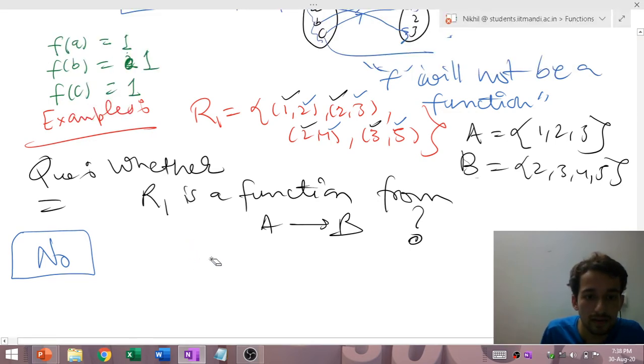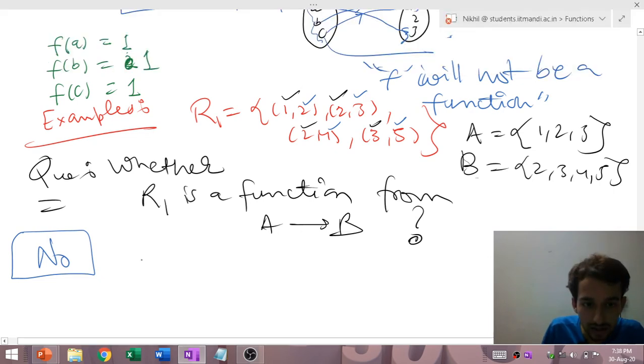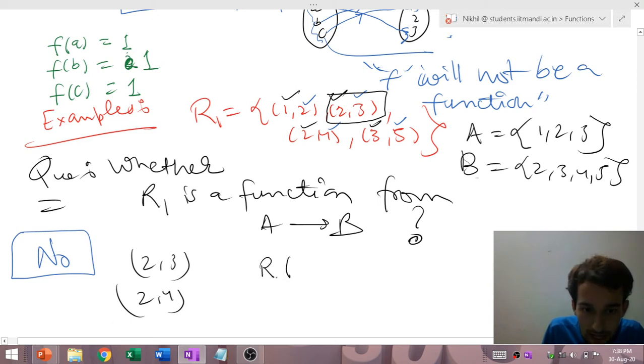If we collect these two ordered pairs, this one (2, 3) and the next one (2, 4). What it says basically is that this relation R1 is assigning 2 to 3, and this R1 is again assigning 2 to 4.